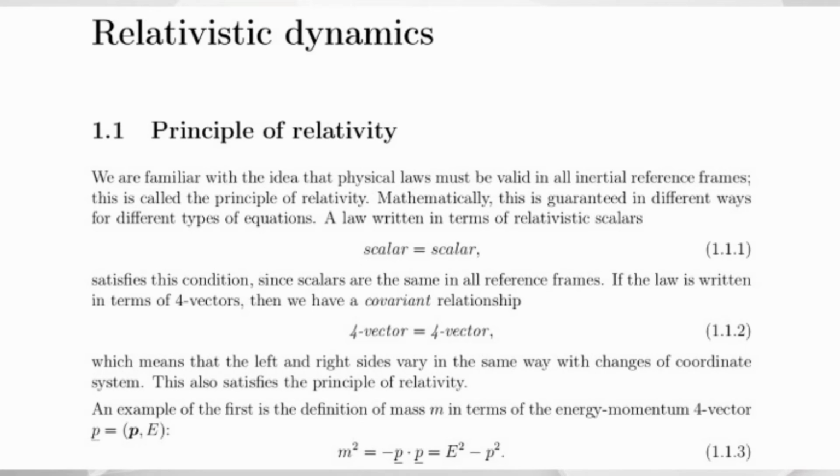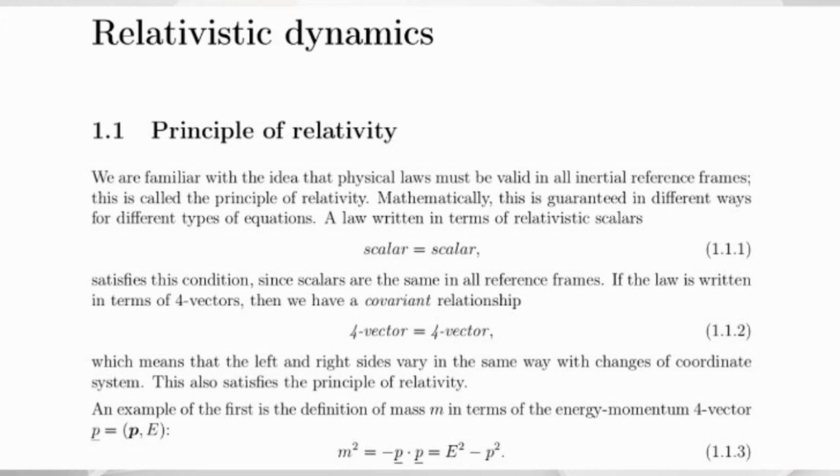Relativistic dynamics. We are familiar with the idea that physical law must be valid in all inertial reference frames. This is called the principle of relativity. Mathematically, this is guaranteed in different ways for different types of equations. A law written in terms of relativistic scalars, scalar equals scalar, satisfies this condition, since scalars are the same in all reference frames.